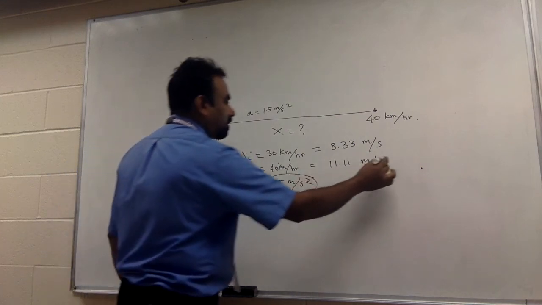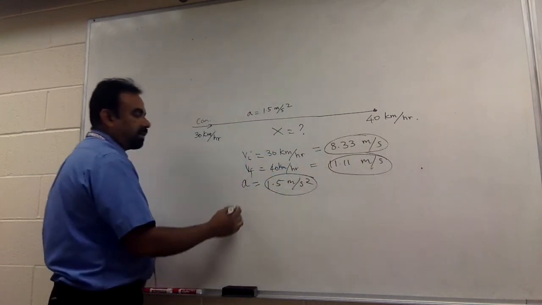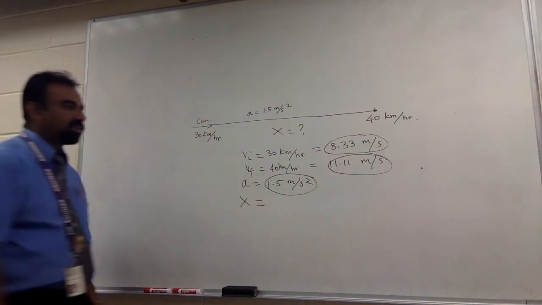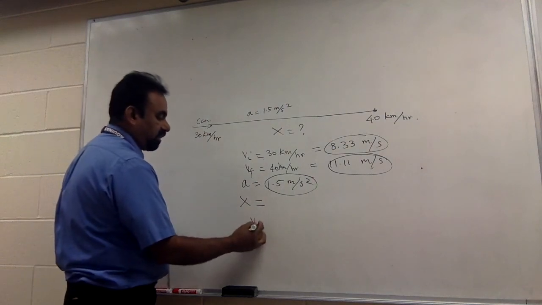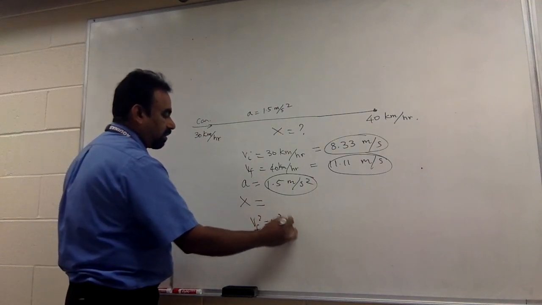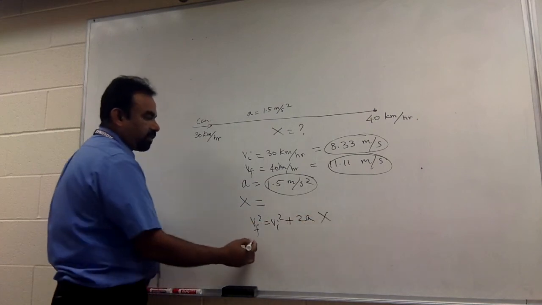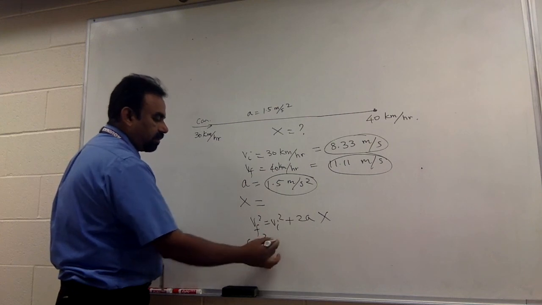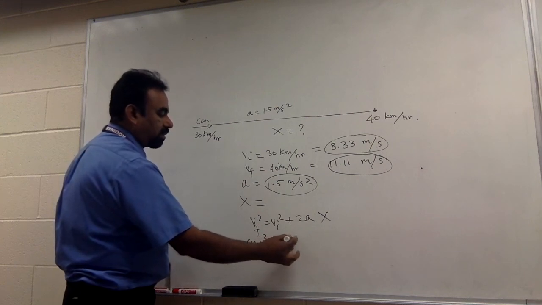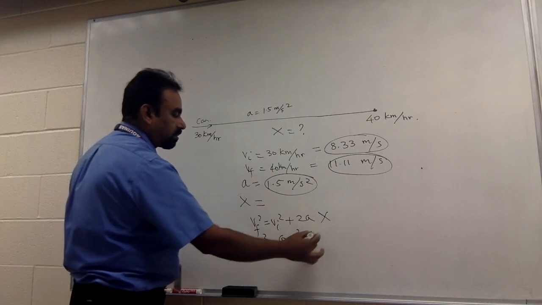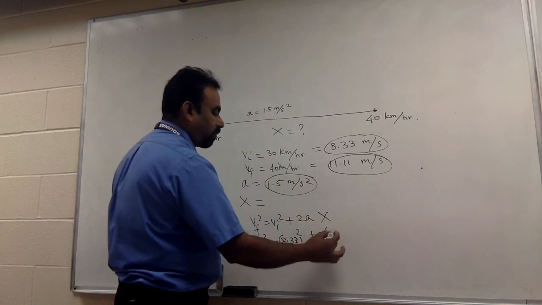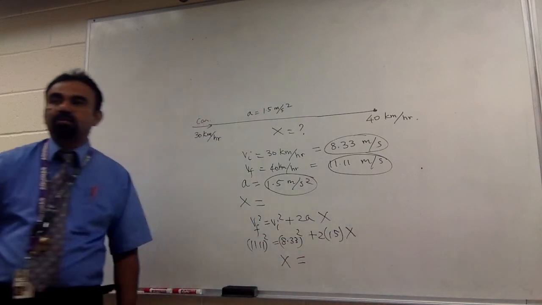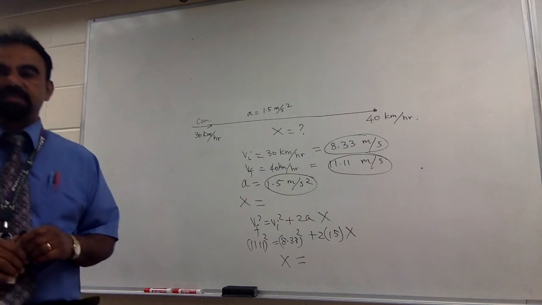So once you have the proper units applied, then you can find out this x. Time is not given to you, so you have to use an equation of motion, which is vf squared equals vi squared plus 2ax. Substitute: 11.11 squared equals 8.33 squared plus 2 times acceleration of 1.5 times x. Now, carefully deal with that and then get the answer.